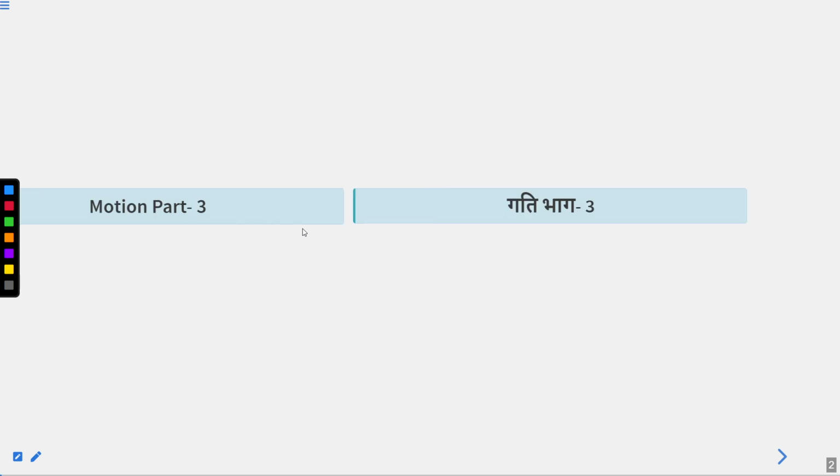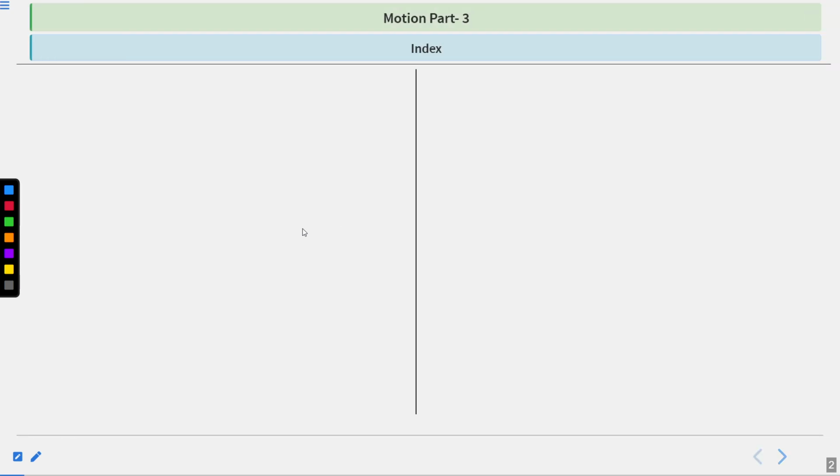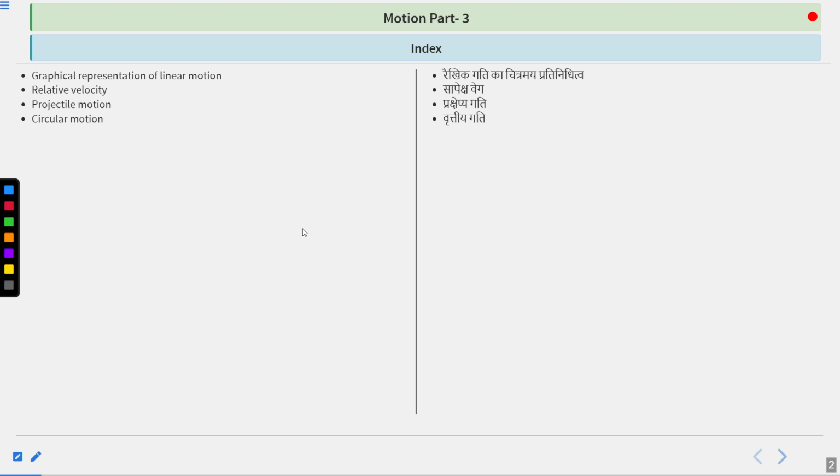Okay. So in this lecture, we will talk about the graphical representation of linear motion, relative velocity, projectile motion, circular motion, and at last we will see the summary of all of it.